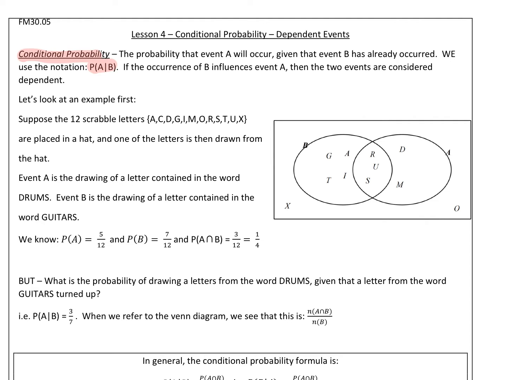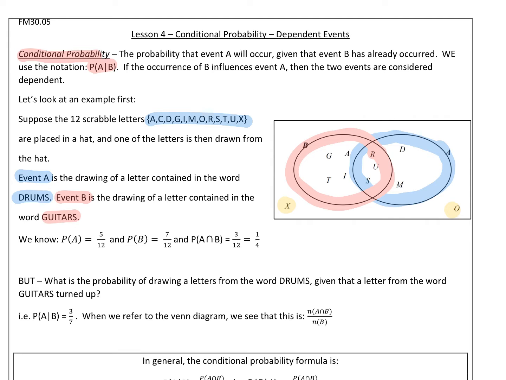So let's look at an example. I've got 12 Scrabble letters listed there. They're placed in a hat, and one of the letters is then drawn. Event A is going to be considered drawing from the word drums, and we're going to call event B from the word guitars. Now I've created a Venn diagram over here where you can see my event A. Inside of that circle, I've got all my letters for drums. Inside of B, I've got my letters for guitars, and I've got a couple of letters that don't fit in either that are out there.